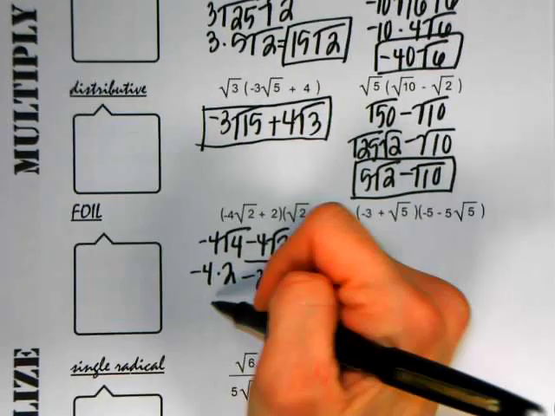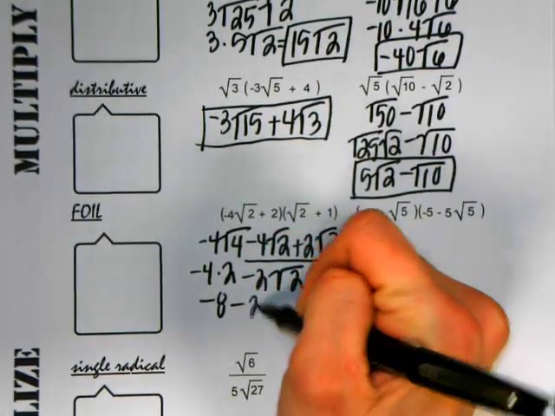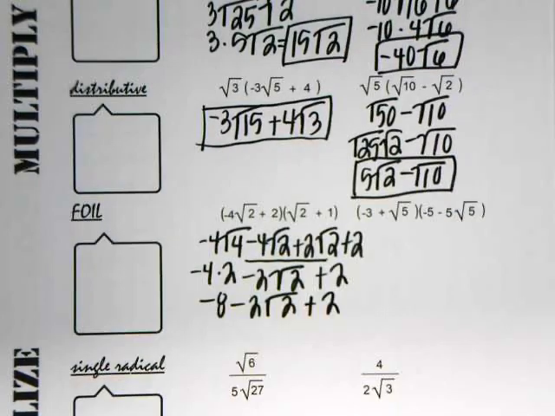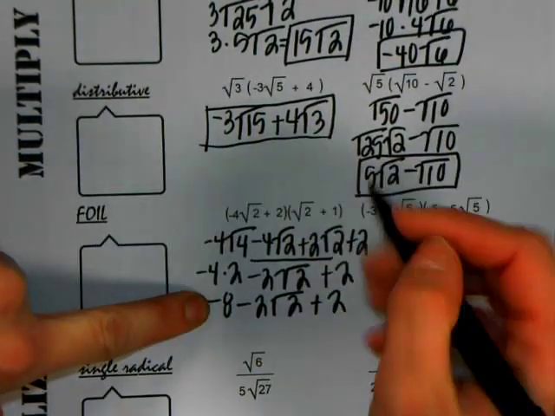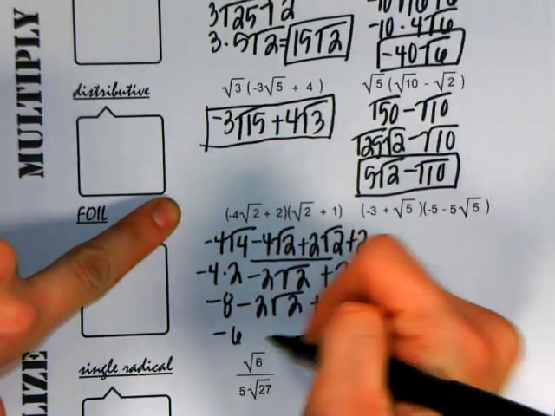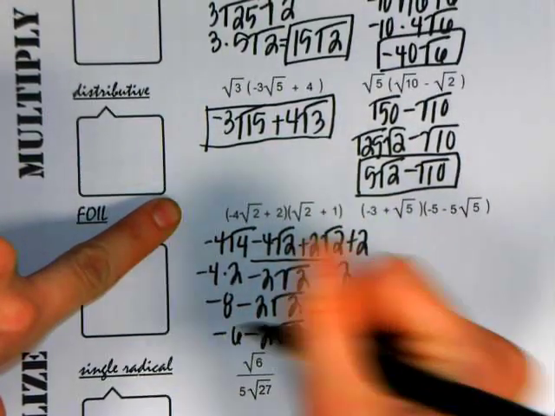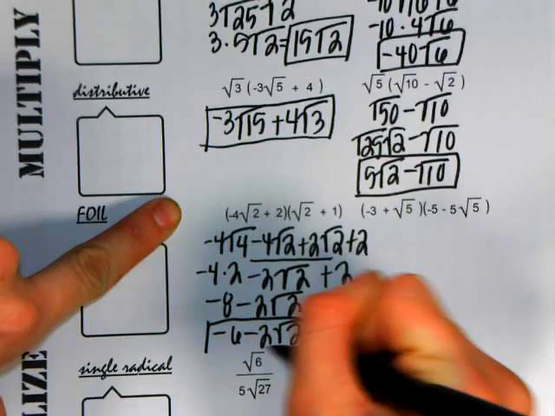All right, negative 4 times 2 is negative 8. Minus 2 radical 2 plus 2. And then finally, negative 8 and 2 are like terms. So negative 6 minus 2 radical 2. 2 cannot be broken down anymore. So you're done there.